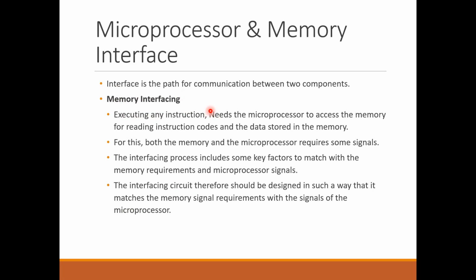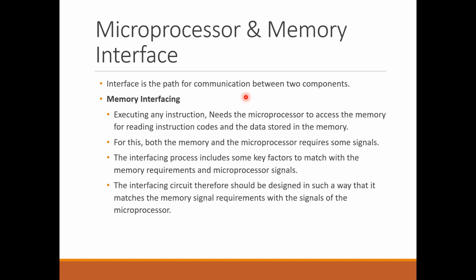Why do we need to interface the microprocessor to the memory, or connect the memory to the microprocessor? Because whenever the microprocessor executes an instruction, it needs to access the memory. It needs to access a memory location or more than a memory location in order to fetch that instruction, or to fetch those data which are going to be manipulated by the already fetched instruction.